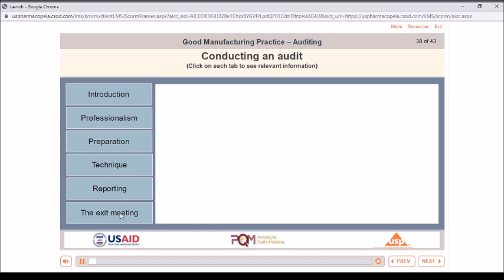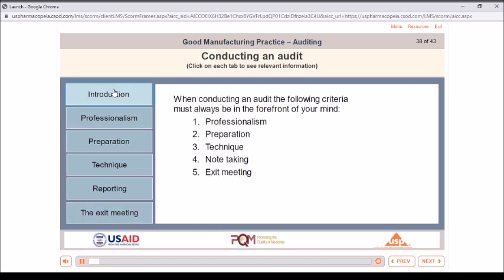Conducting an audit. Introduction. When conducting an audit, the following criteria must always be in the forefront of your mind. 1. Professionalism. 2. Preparation. 3. Technique. 4. Note-taking. 5. Exit meeting.